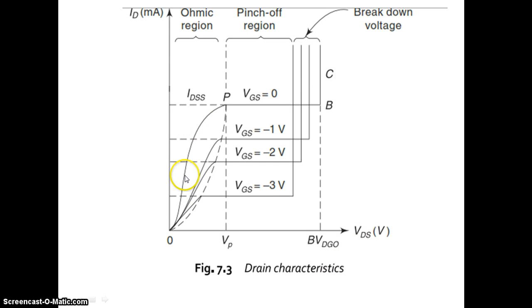So this is a drain characteristics, and there are three regions: ohmic region, pinch off region, and the breakdown region. The voltage at which the current tends to remain constant for an increasing VDS is called the pinch off voltage. The maximum pinch off voltage is arrived at for VGS equal to 0. For VGS equal to 0, that current is called the drain saturation current, IDSS. And these are the various reverse bias gate voltages: VGS equal to -1, VGS equal to -2 volt, and VGS equal to -3 volt.